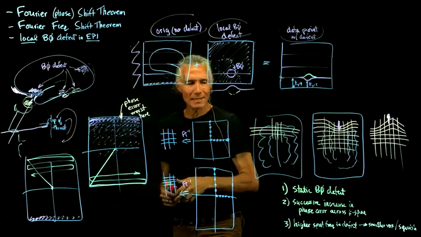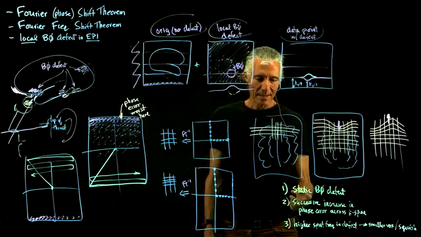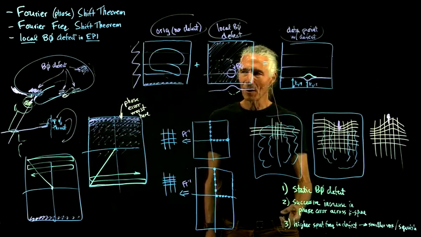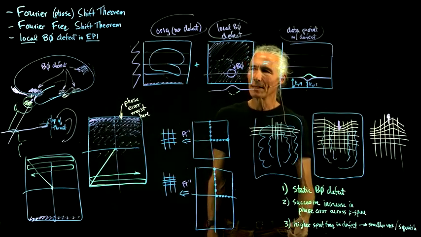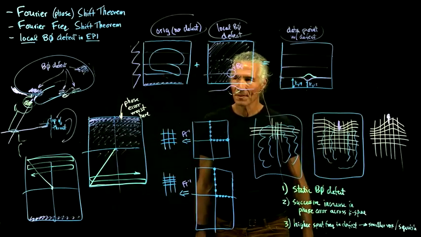And what it is instead, it's a combination of these things. So you have a static B0 defect. You've got successive increases in phase error, which means you're going up to higher spatial frequencies, which squishes your voxels. So that's the actual reason for it.